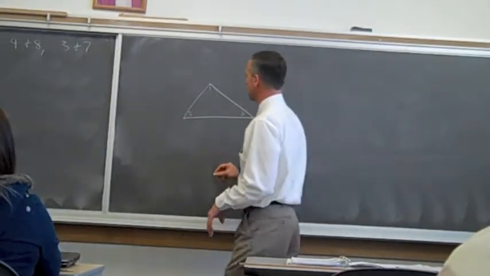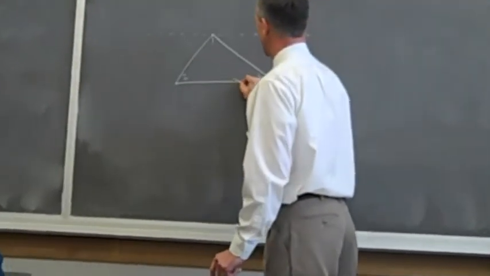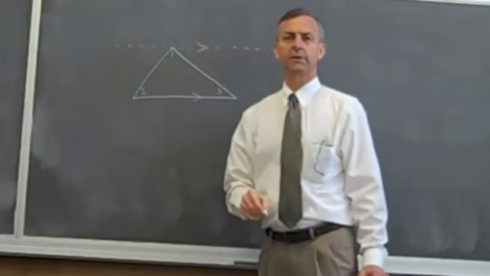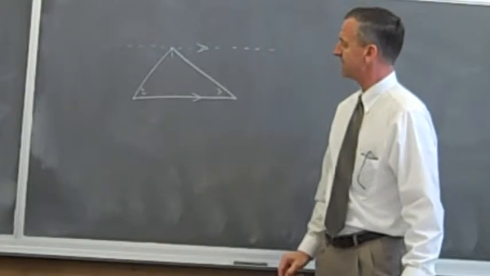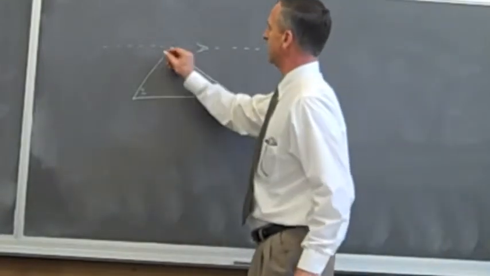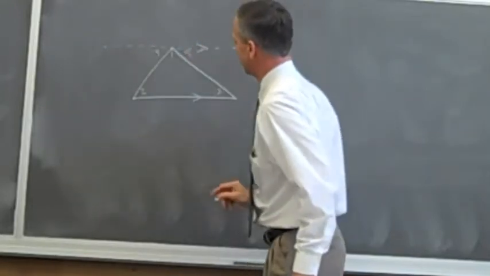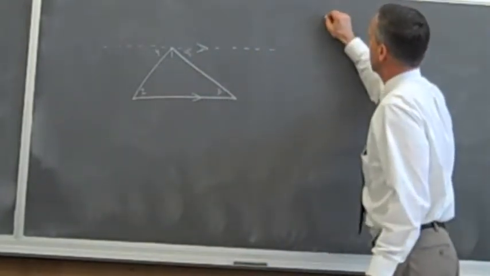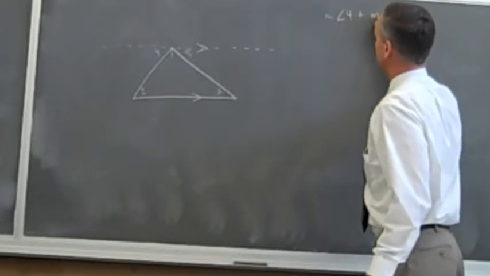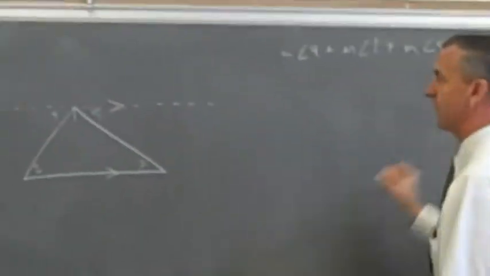Here's how I'm going to do it. I'm going to do it by drawing in an auxiliary line right here, such that that line and this line are parallel to each other. By the way, these little arrows on them indicate that's the symbol for parallel. All right? And then for our purposes, I'm going to put in a 4 and a 5 up here to represent this angle and this angle. All right. Would everyone agree with me that the measure of angle 4 plus the measure of angle 1 plus the measure of angle 5 is equal to 180?